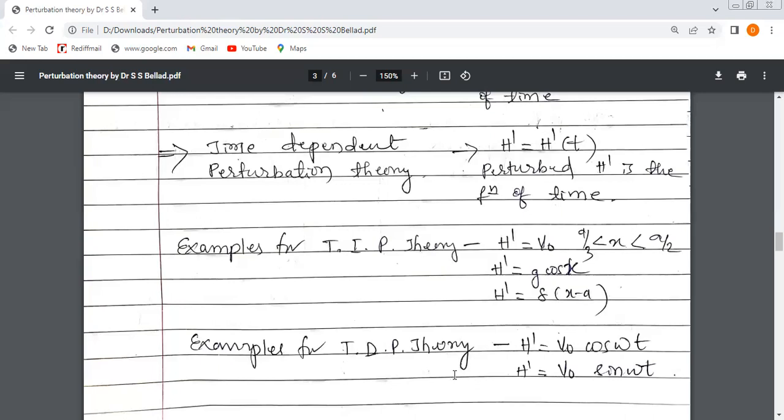But in this example, we can see examples for time dependent perturbation theory. H dash is equal to V naught cos omega t. H dash is equal to V naught sin omega t. So that means here, this H dash, which is the Hamiltonian of the perturbed part, depends on time. Omega t, t is the time here. So here also it depends upon time, and hence these two are the examples for time dependent perturbation theory.